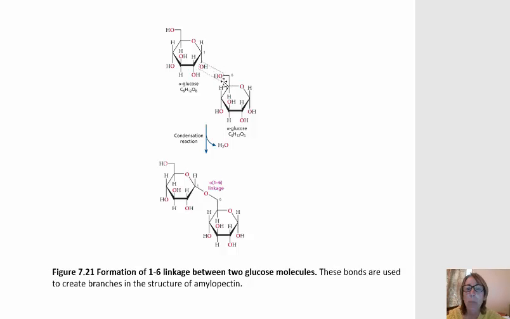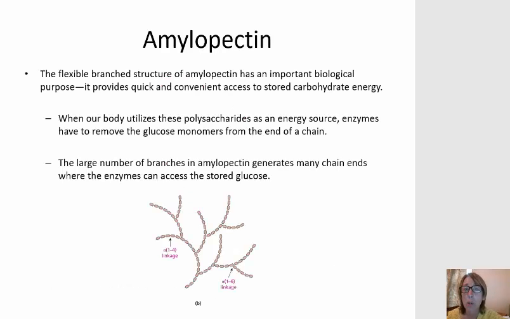What happens in amylopectin is a linkage occurs between C1 and C6. It is also a condensation reaction where a water molecule is released and two smaller molecules come together to form a larger molecule. Now, what this does to the structure of amylopectin as compared to amylose is amylopectin has all of these branches due to this alpha 1,6 linkage.